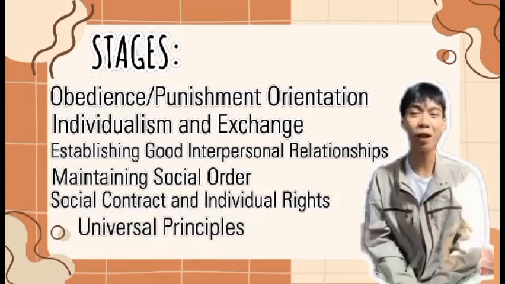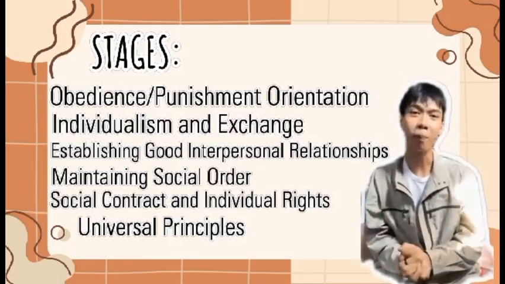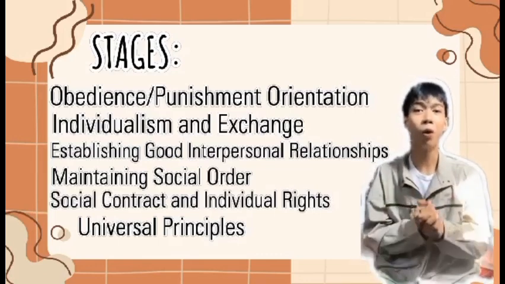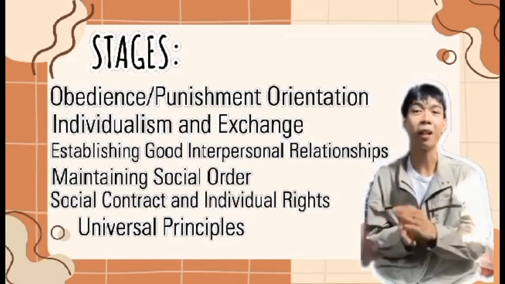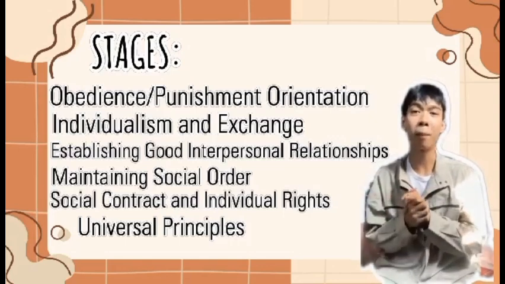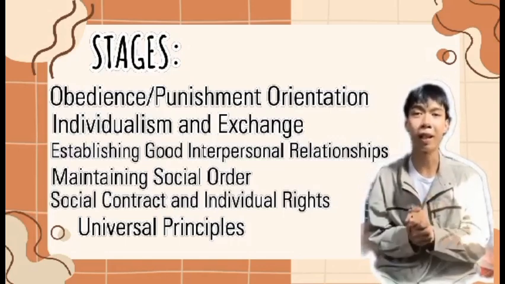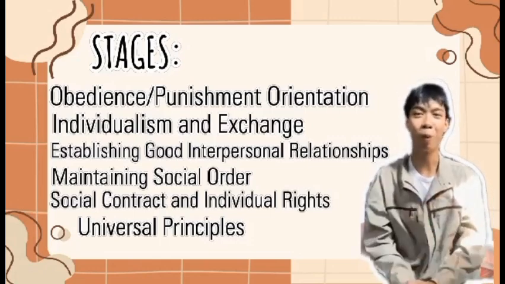Lastly is the universal principles. In this final stage of moral reasoning, people develop their own concept of morality based on abstract reasoning and universal ethical principles. Society's laws may or may not be consistent with or uphold those universal principles.